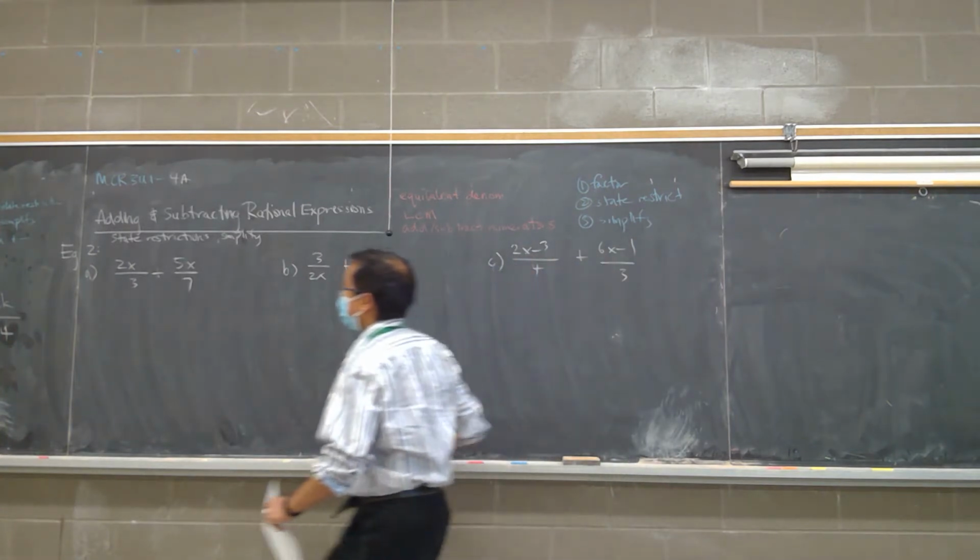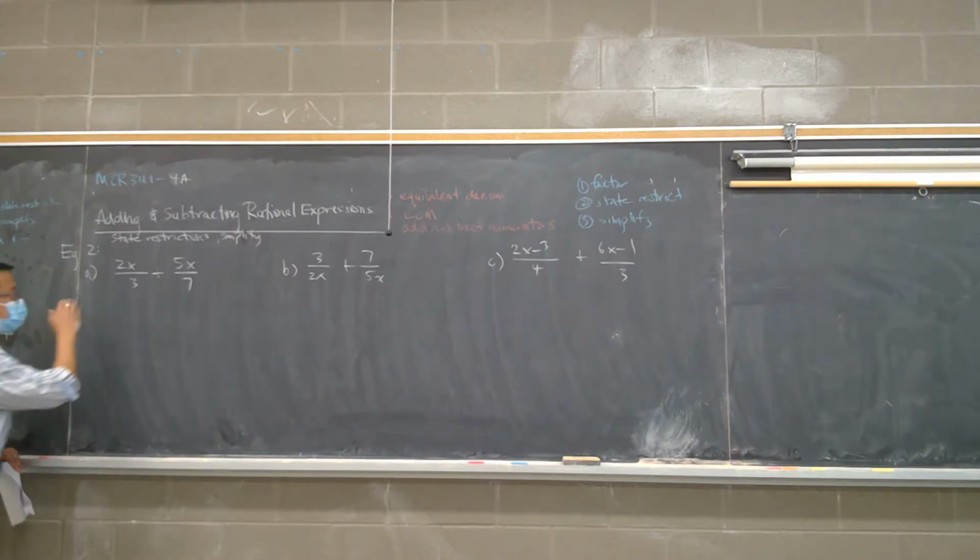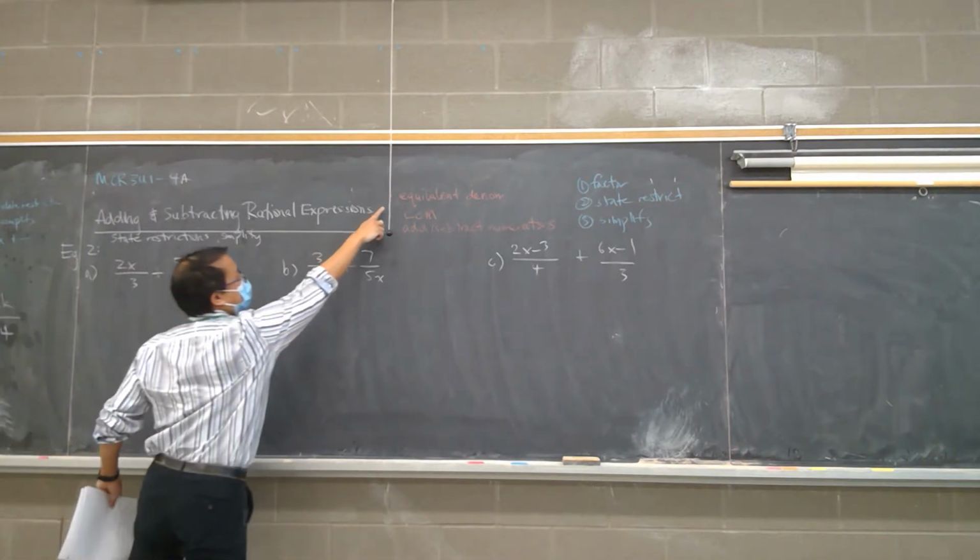So for the first example 2a, we factored, done. There's nothing to do. So, second one, state restrictions. Looking at that 3 and a 7, done. There's no restrictions, so that's kind of silly. So then all we have to do now is simplify. But how do we do that? We have to get an equivalent denominator.